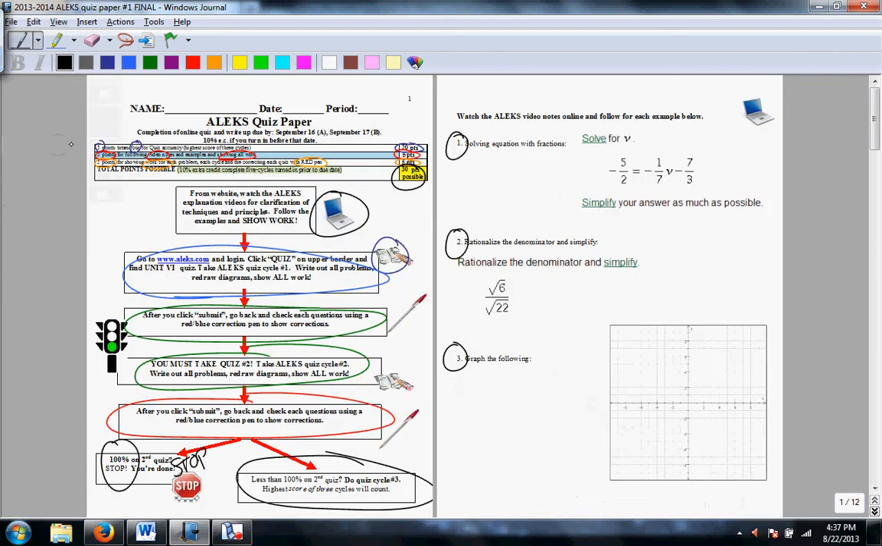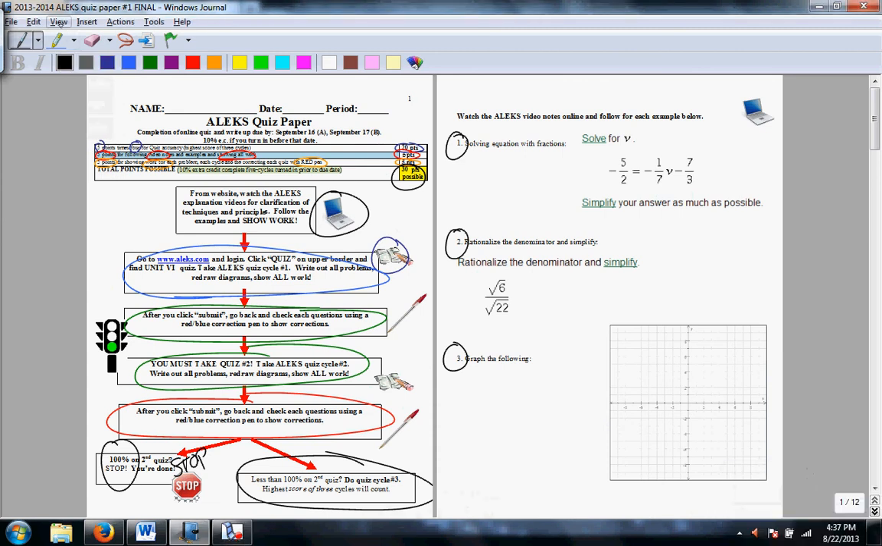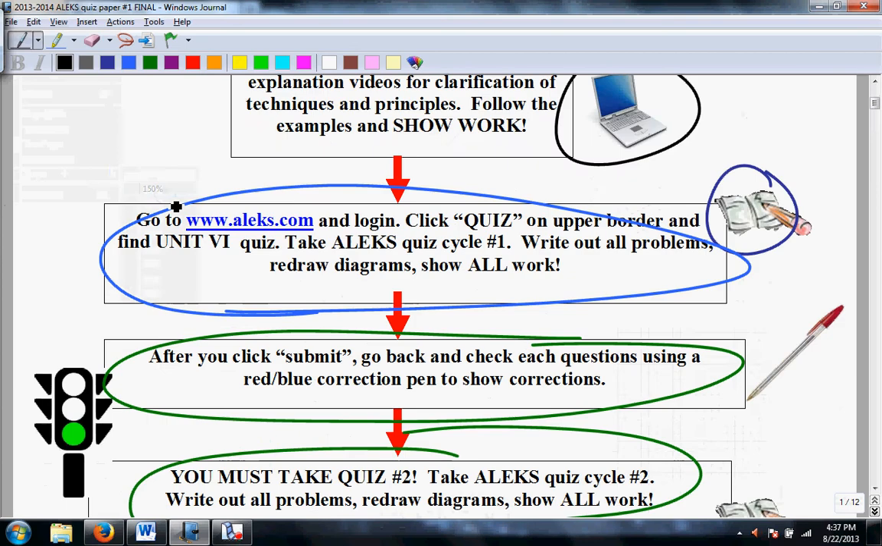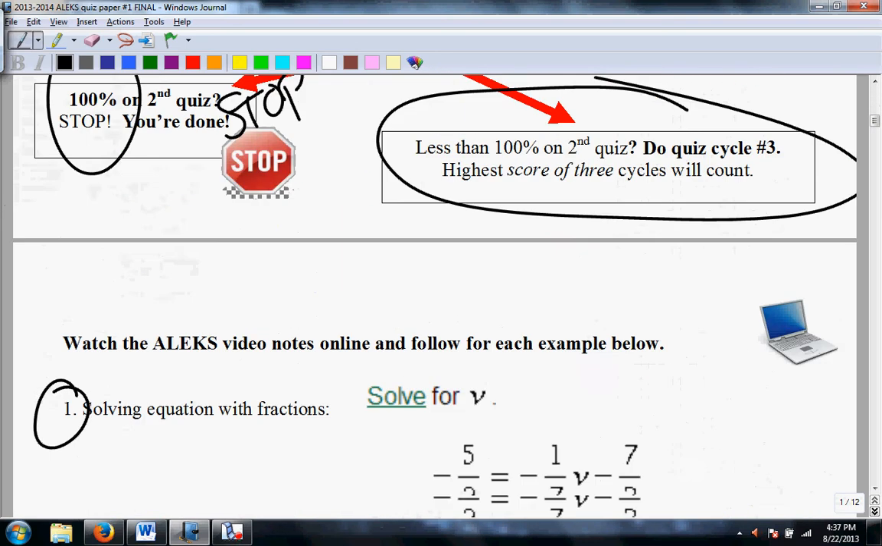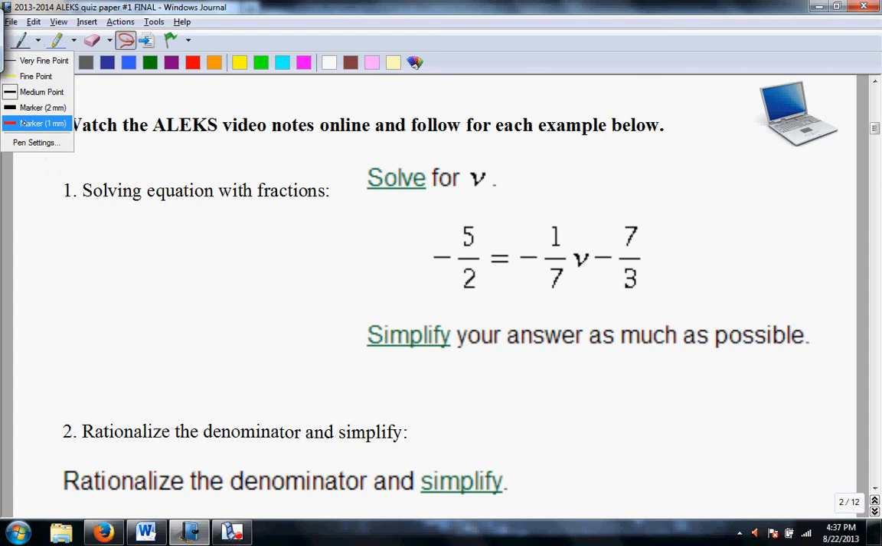Time-wise, start to finish, honestly, since this is only 5 questions, these cycles should only take you about an hour total. Okay, let's go through these practice problems. So now you're taking this paper and you're following right here. We're going to do practice problem number 1 right here. Solving equations using fractions. The way you want to solve using fractions is first circle the denominators.